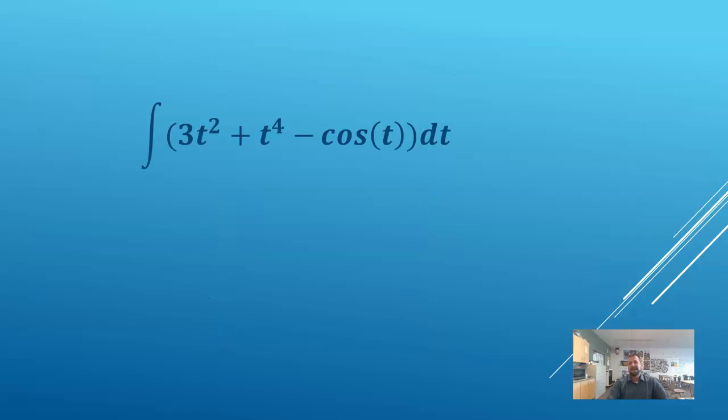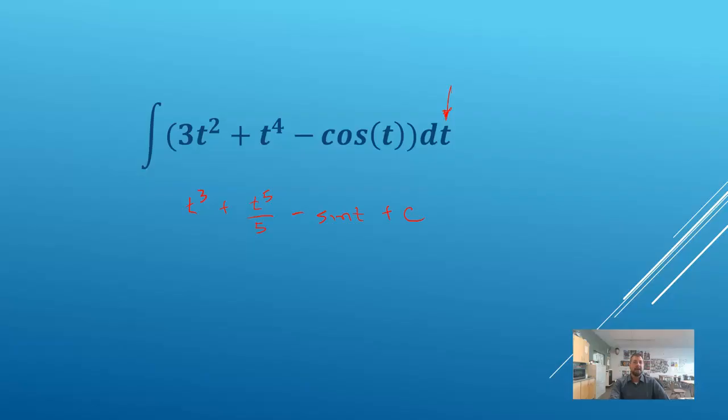So if I had something like 3t squared plus t to the 4th minus cosine of t, and I want to take the antiderivative, hopefully you can see that it would be t to the 3rd plus t to the 5th divided by 5 minus the sine of t, and then I've got to put my plus c on the end. Notice they were t's this time instead of x's, but everything still worked exactly the same because I've got a dt there, which means that's going to be the variable inside of the problem. So t to the 3rd plus t to the 5th over 5 minus sine of t plus c is the antiderivative for this particular function.